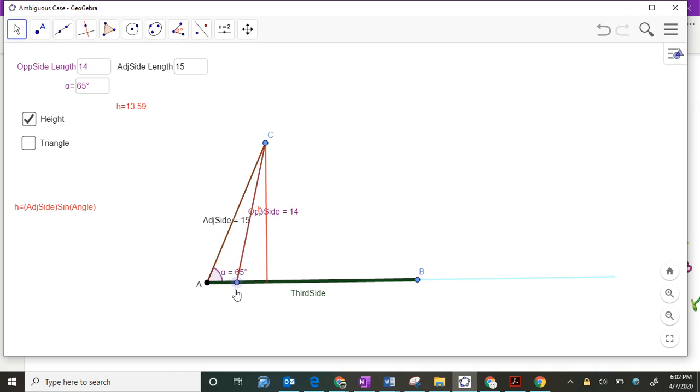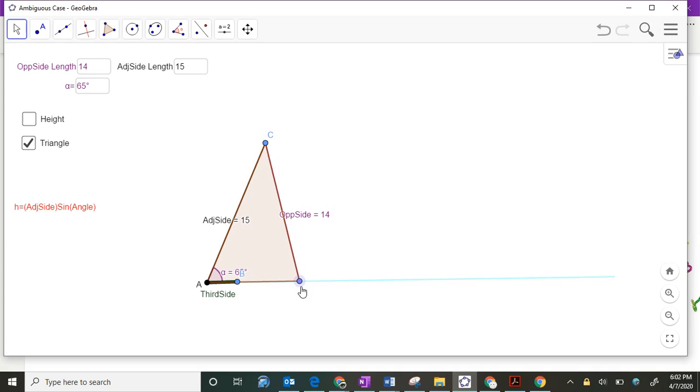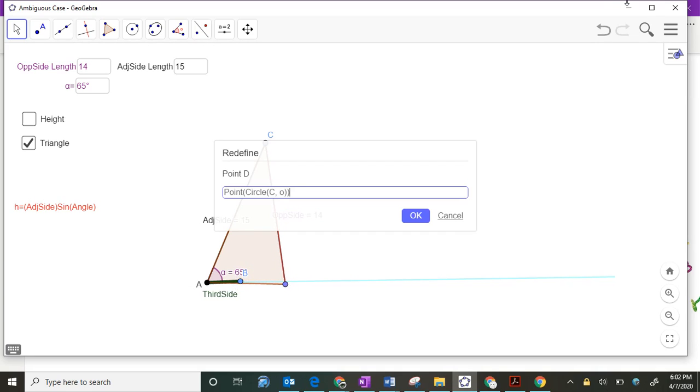So when it touches it right there, then this one here, I am going to put that over here. And I am going to get rid of the height there, and I am going to show you. It forms this obtuse triangle. That's right there. So that's when it touches the third side right there, but it also touches it over here. And so that forms an acute triangle. So those are your two triangles. So if the opposite side is in between the height and the adjacent side, it's going to form two triangles.